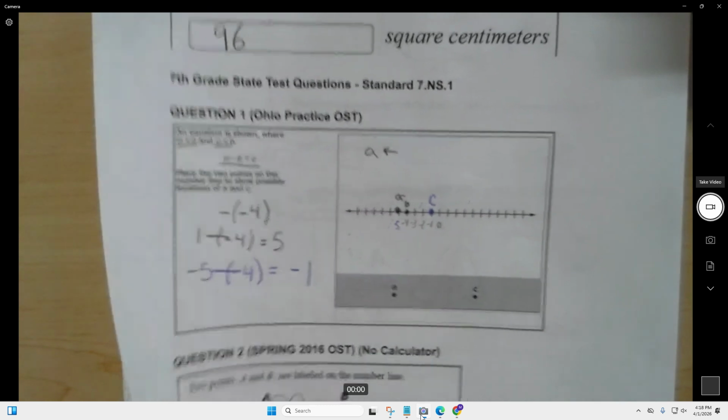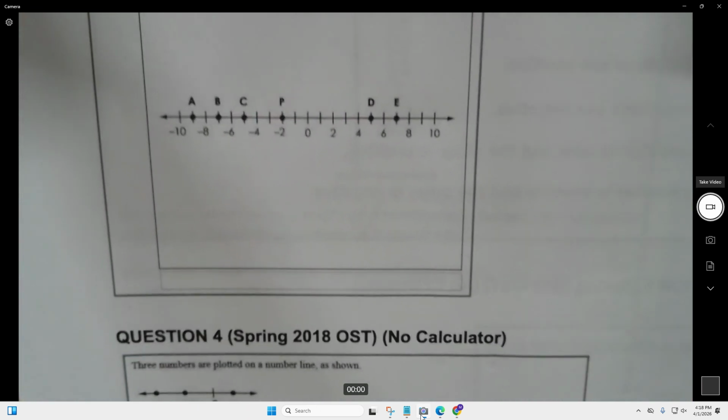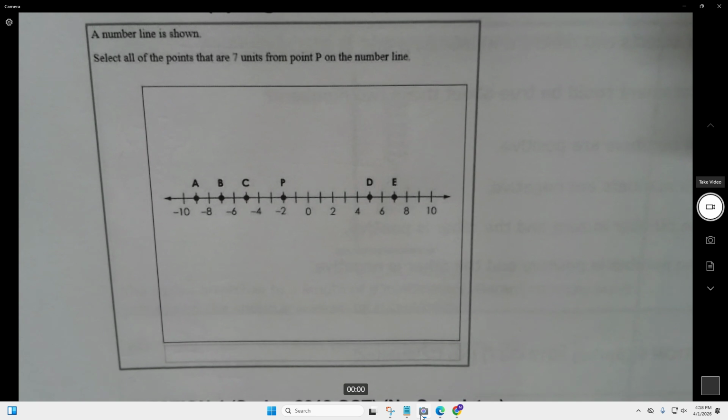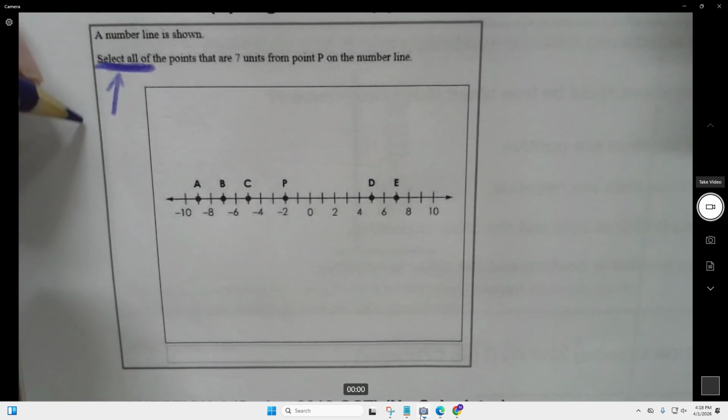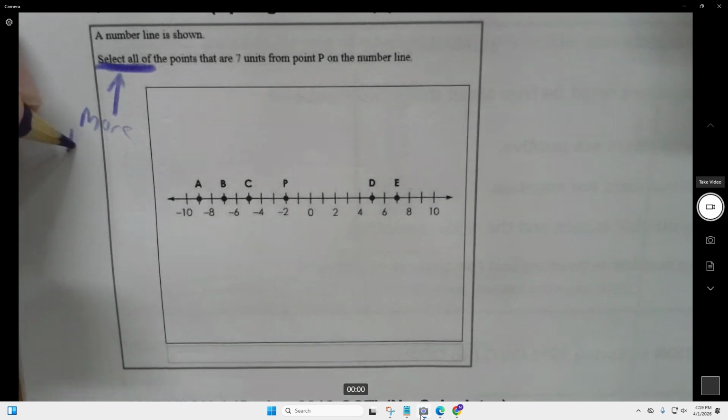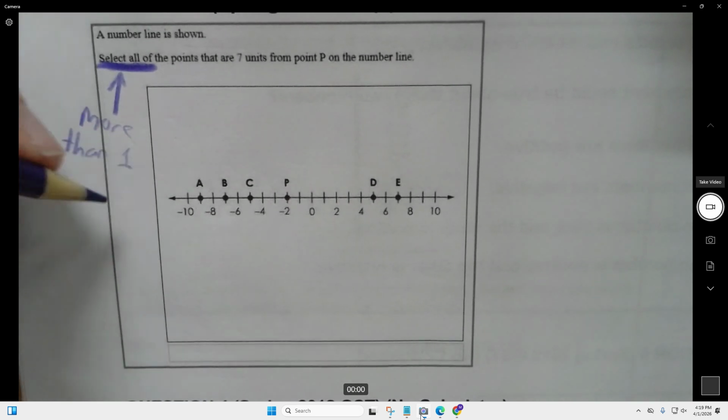Alrighty. New page. Question 3. A number line is shown. Select all of the points that are 7 units from point P on the number line. Keyword, select all. Whenever you see select all, you're thinking more than one right answer. That's the first thing I want to think of.